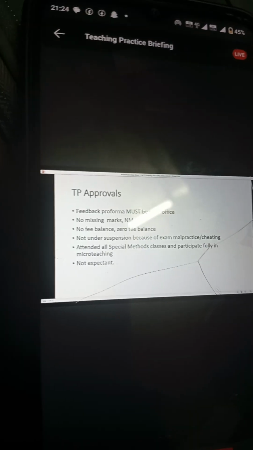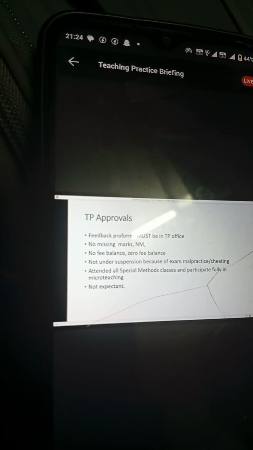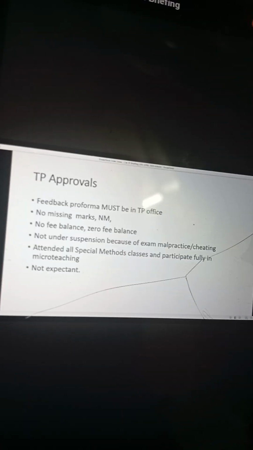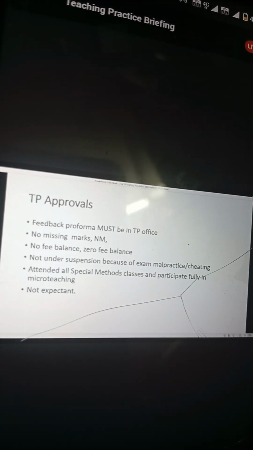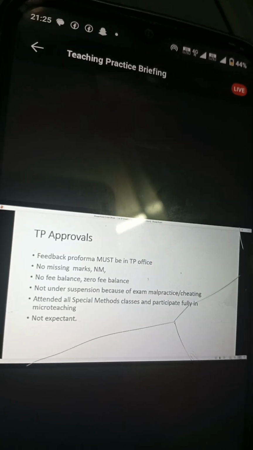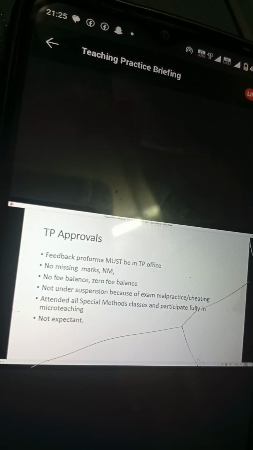We cannot approve you when you are under suspension because of exam or practice cheating. In case you are cheating and you are under suspension, we cannot approve you for TP. Good. You must have attended all special methods classes, presented, given critique to others, and participated fully in micro-teaching. Micro-teaching is a must, so that is very important.